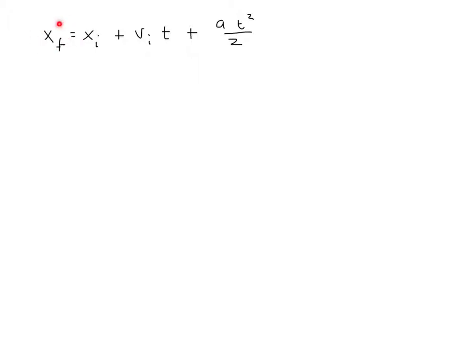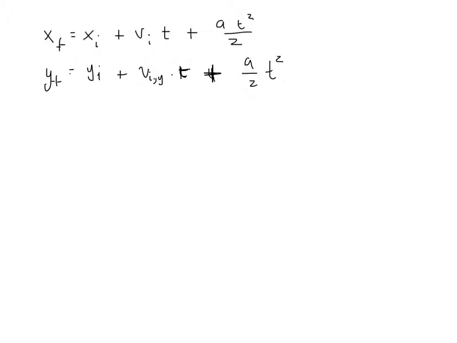This is the peak height. I'm calling it x, but really I could call it y. It's just a placeholder. So maybe to be consistent, I say y final is y initial plus v initial in the y direction times time plus a over 2 t squared, another way of writing that.